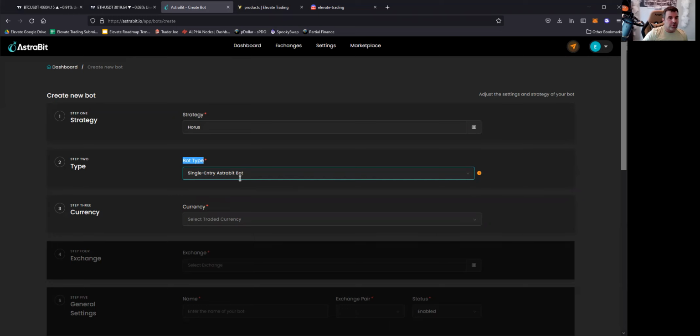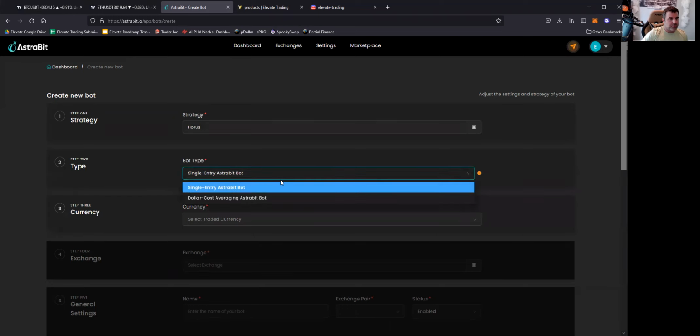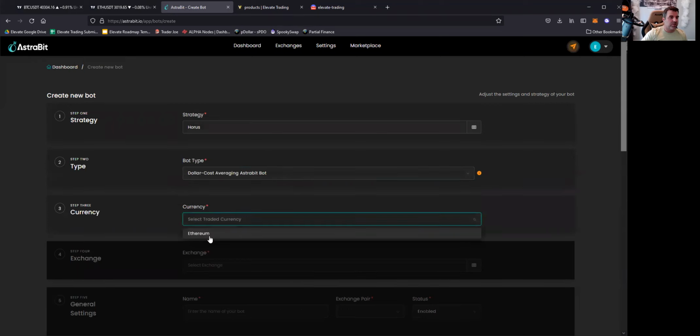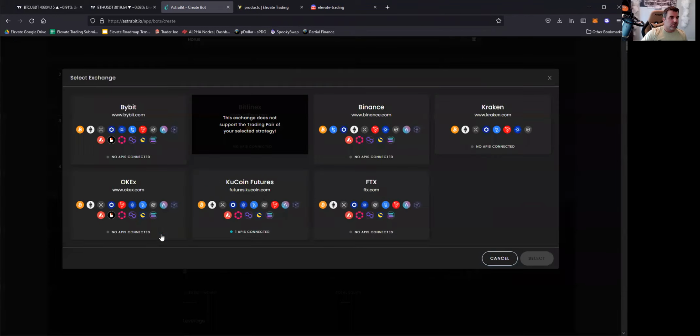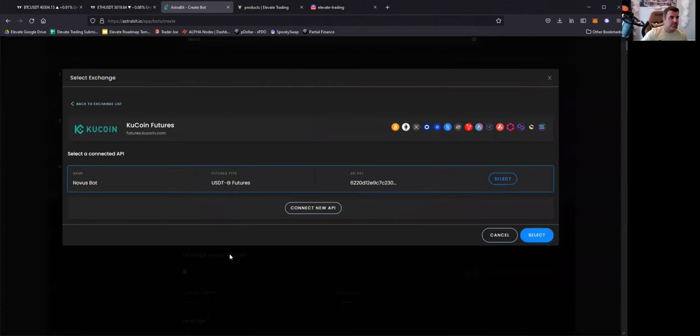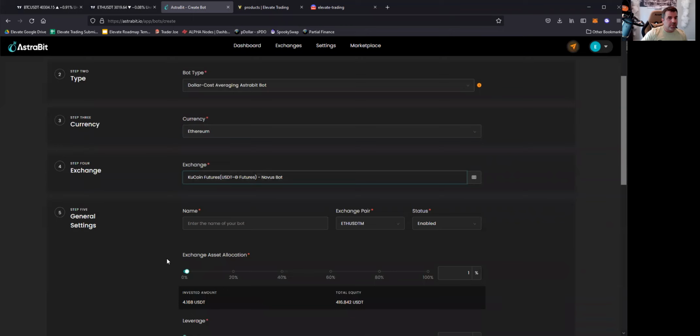Okay, so the new feature that was added is a DCA bot, or dollar cost average bot. So I want to select that, and I want to select Ethereum. And of course I have to select my exchange. My API is already linked, I don't have to do that again. I'm basically just setting up, so I'm going to name this DCA bot.